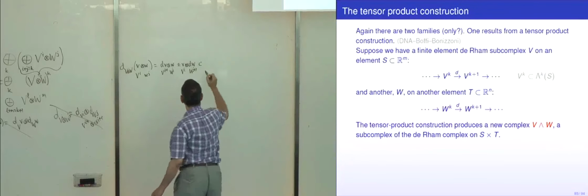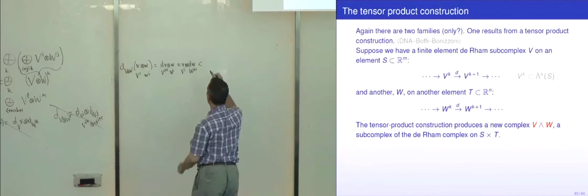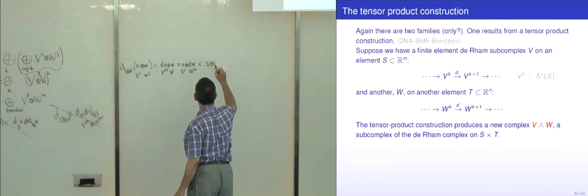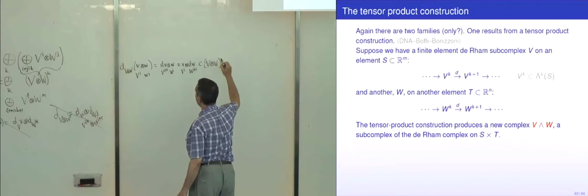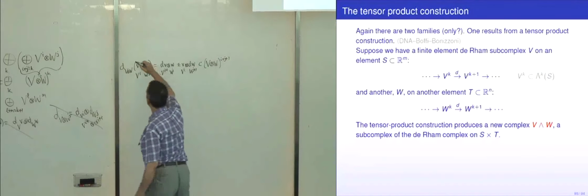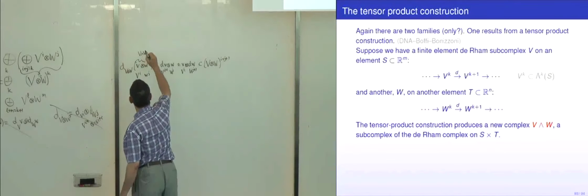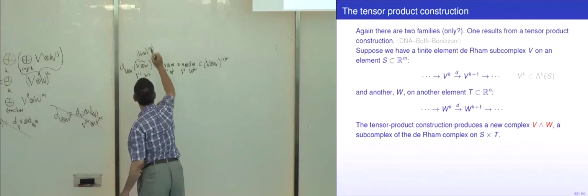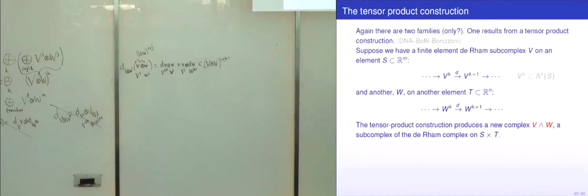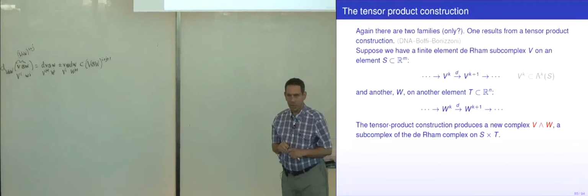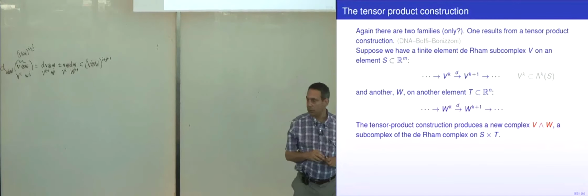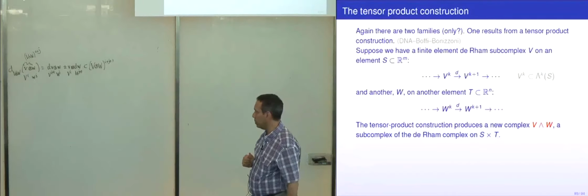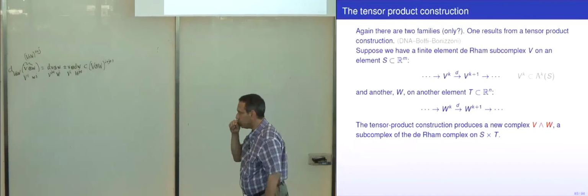So the whole thing, both of these are of degree 1 higher, so this is in (V tensor W)^(i+j+1), if V tensor W is in (V tensor W)^(i+j). Right? Very nice, elegant construction of the tensor product of complexes as a complex.